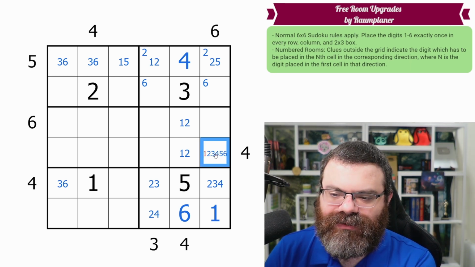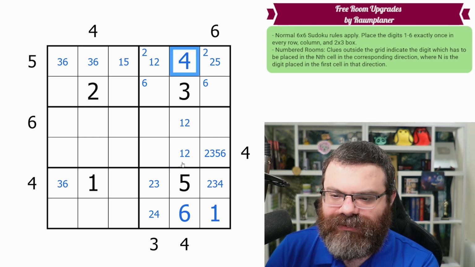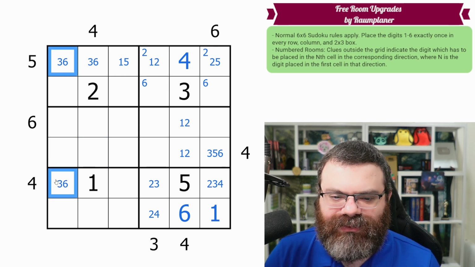Okay, how about this 4? We haven't looked at it. So let's start with 1 through 6. Can't be 1, can't be 4. It can't go in 2 because there's already a 4 in the column. So it's in 3, 5, or 6. And I don't see any reason any of these can't be 4, so we do have a 3-6 pair here.